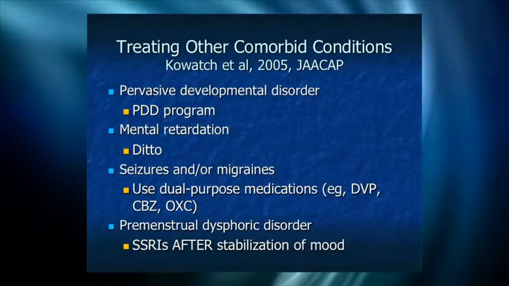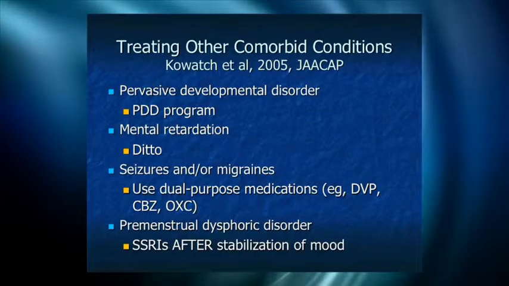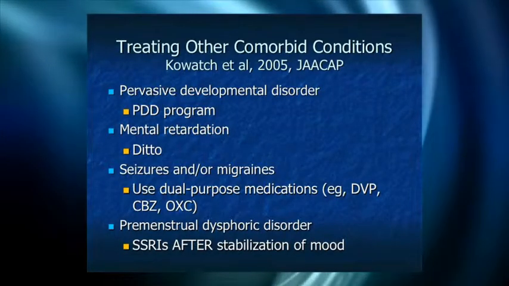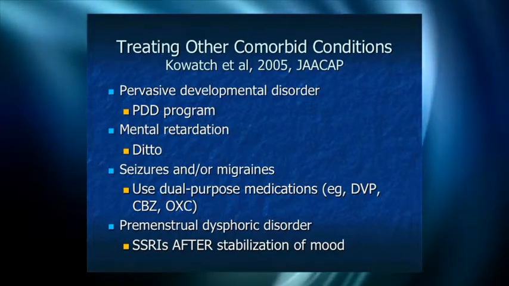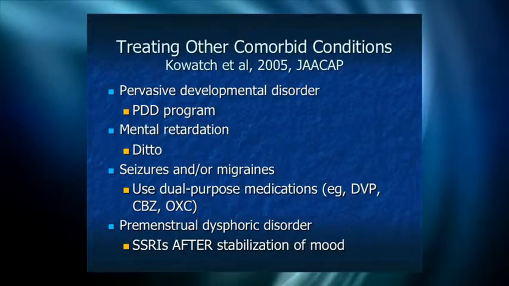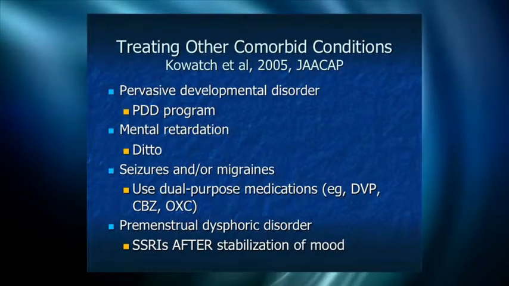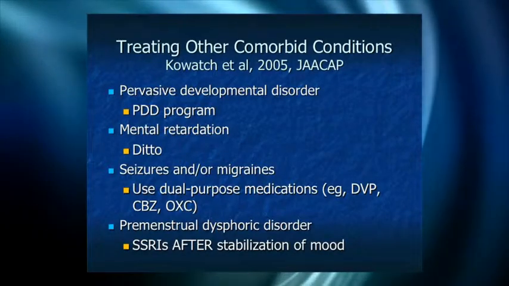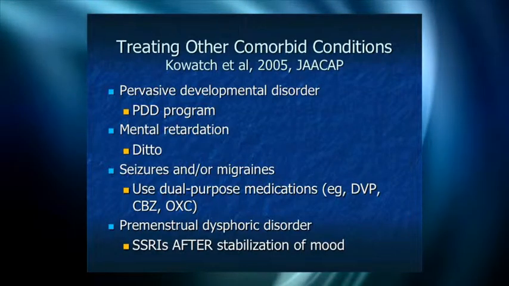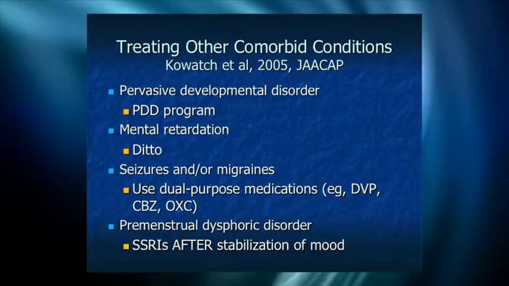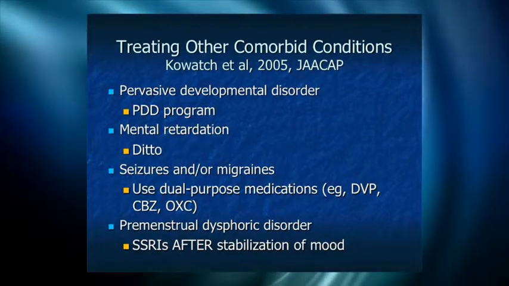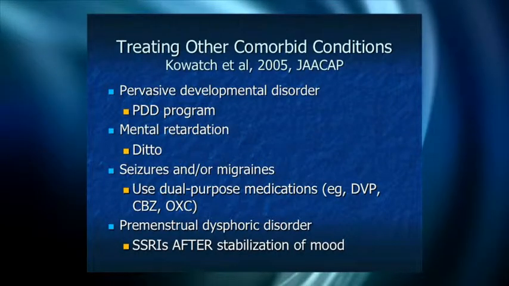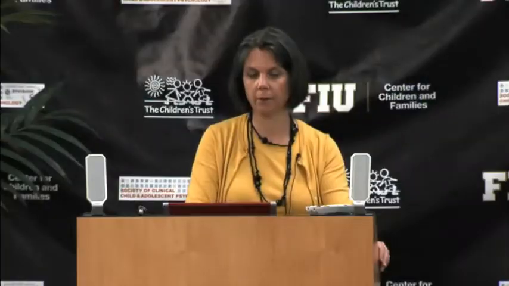Pervasive developmental disorders, the whole autism spectrum. You want all the kind of treatments, the ABA, IBI kinds of treatments that are available. Same thing for mental deficiency. Seizures or migraines, you want to then think about, rather than starting with an atypical, you're more likely to start with a dual purpose medication. So the mood stabilizers that also have anti-epileptic properties can sometimes take care of both problems for the price of one. Premenstrual dysphoric disorder, oftentimes SSRIs will be added on after the mania has been stabilized.